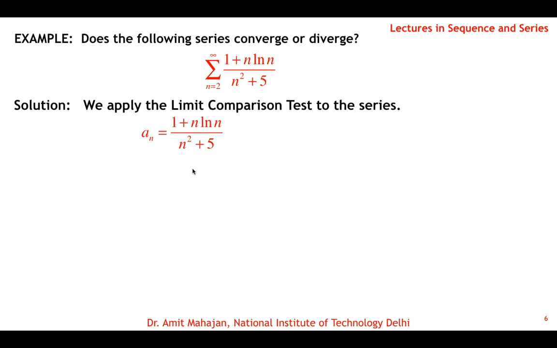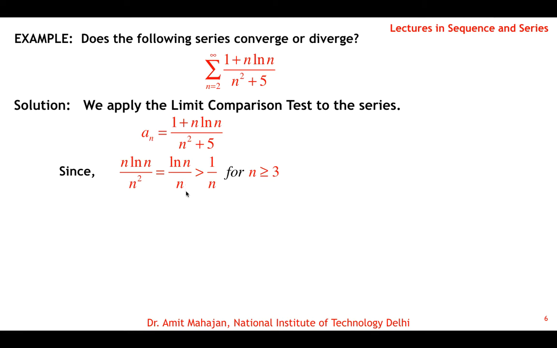To choose bn, let us see what are the dominating terms here. In the numerator, when n grows, n log n will dominate the other term, which is 1. So n log n is the dominating term in the numerator, and n square is the dominating term in the denominator. When n goes large, this term will grow and it will dominate 5. So the ratio of dominating terms is n log n by n squared, which is simply log n by n. So you can choose bn as log n by n.